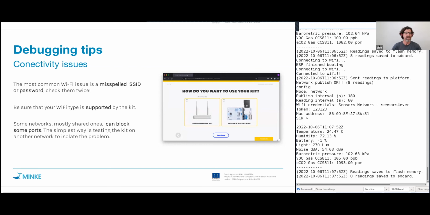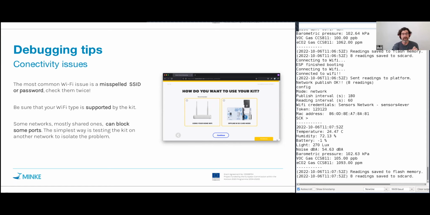Okay, now supported Wi-Fi. Sometimes all the data, all the configuration is correct, but still the kit doesn't connect to the Wi-Fi. That could be because your Wi-Fi is 5G Wi-Fi, for example. They are more common every day, and the ESP, the Wi-Fi chip on the kit, doesn't support those networks, or you have an eduroam, or you have an enterprise network. In the documentation, you can check what's supported and what's not supported, but it could be a problem of the Wi-Fi itself and not on the kit side.